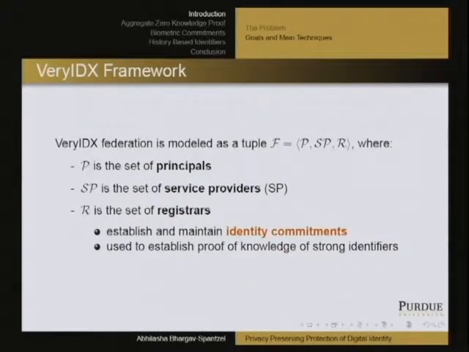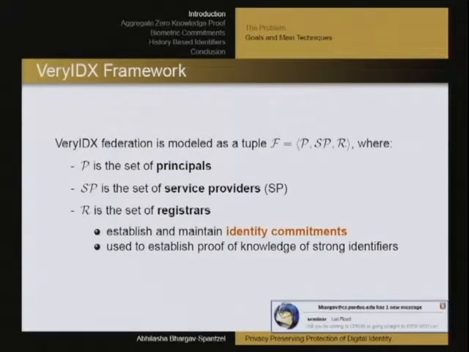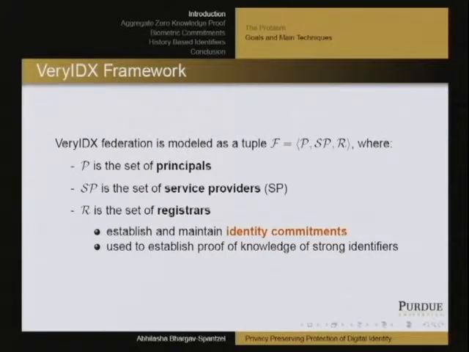So just one slide on the framework. I don't go into the details on that, but the framework consists of three main entities. First is a principal, which is like any user using the system. For example, Homer07 is a principal who's using the system. Service provider is like eBay, Amazon, like any kind of service provider providing services. The registrars is a new type of entity. So the idea is that these registrars establish and maintain identity commitments. So these commitments are required to do zero-knowledge proofs, as we will see in some examples.